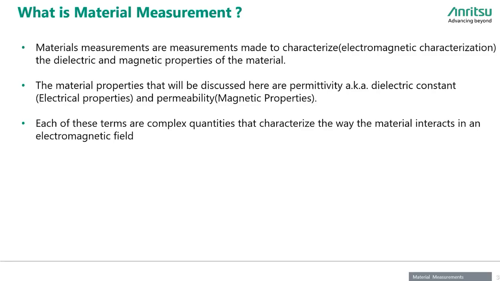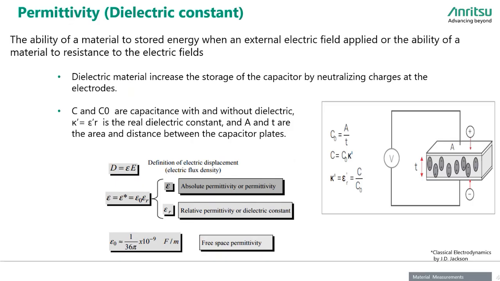Why is it useful? Because there are different applications where we change the behavior of the components used in that zone. Starting with permittivity, the dielectric constant, it is the ability of a material to store energy when an external field is applied, or the ability of a material to resist that electrical field. When a dielectric material is inserted in a capacitor, for example, it neutralizes the charges, and the capacitor can hold more charges than before. I'll show you in the next slide.